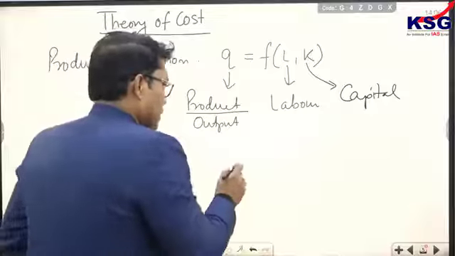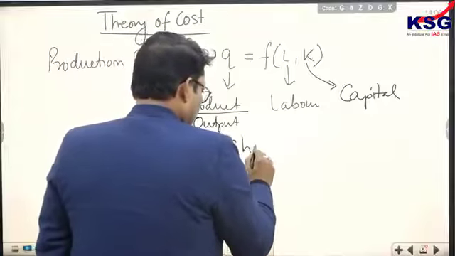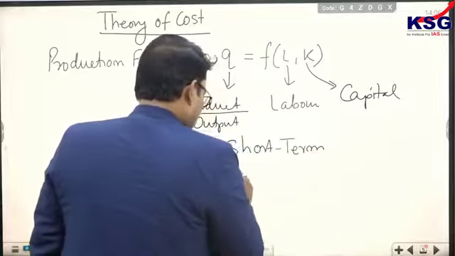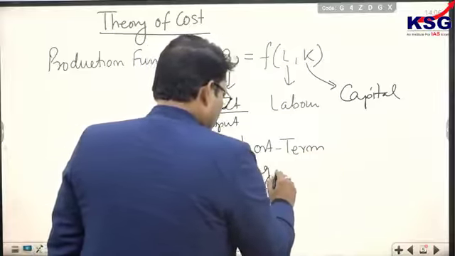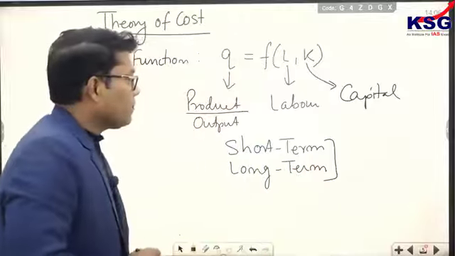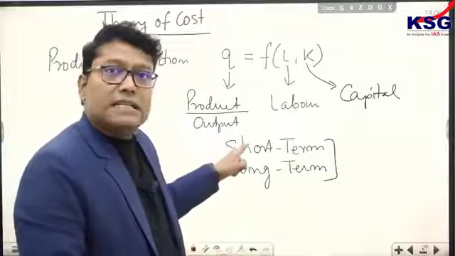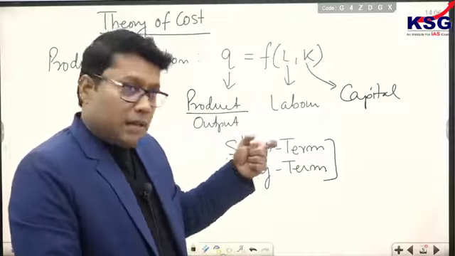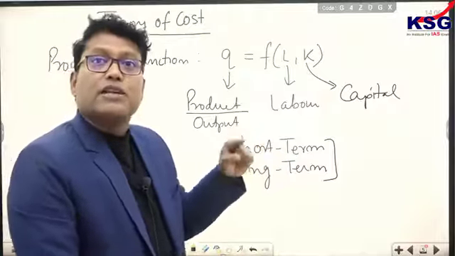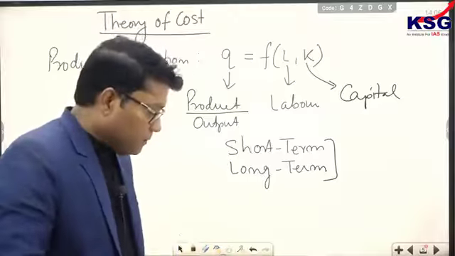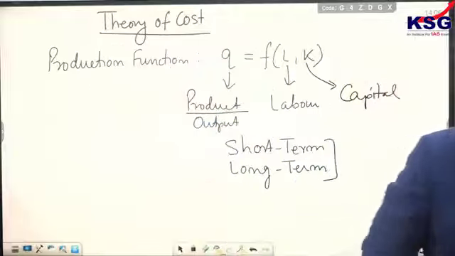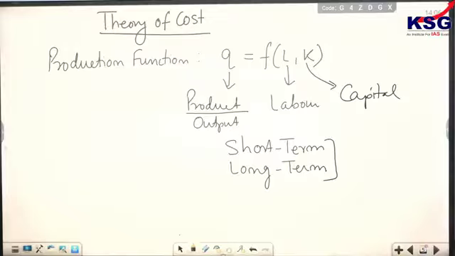There is one concept in economics: one is the short term and one is the long term. Short term, you understand, is a time period. Short term is a time period during which fixed factors cannot be changed. All of you write it. You have written this production function, now write short term.